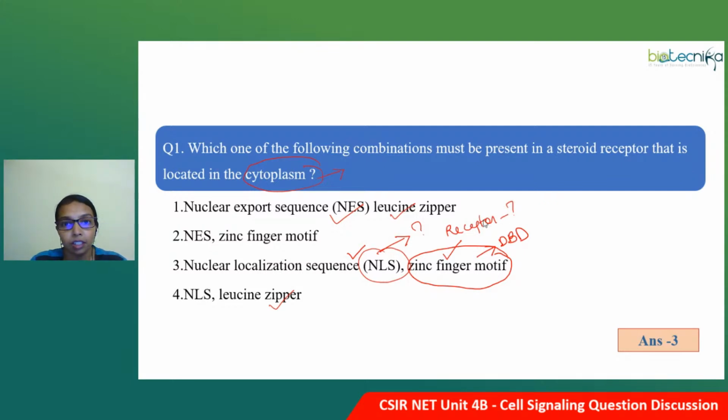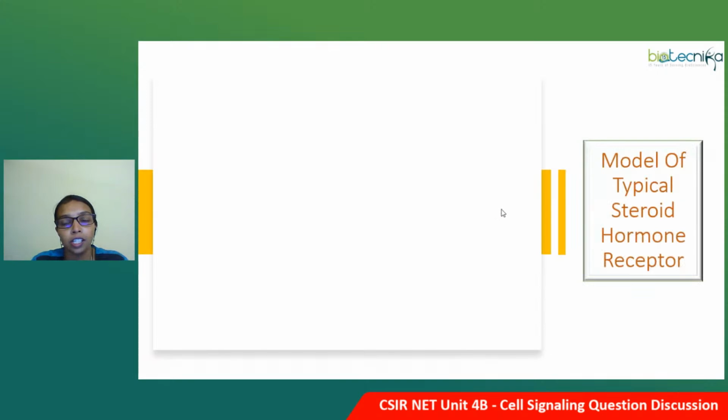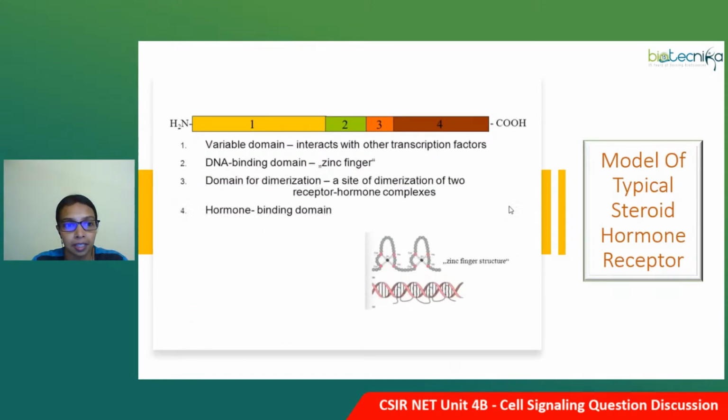Okay, let me show you the model of a typical steroid hormone receptor. So what does it say? Since every receptor is a protein, obviously it is having an N-terminal domain and a C-terminal domain. In between, you are having 4 regions. The first region is known as the variable domain, where you will find interaction with transcription factors.